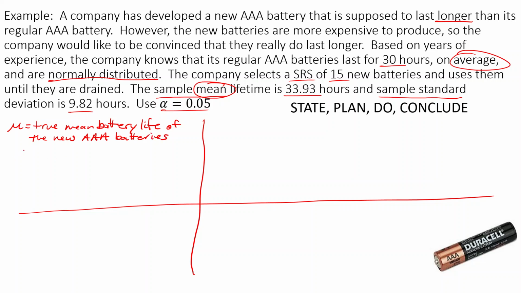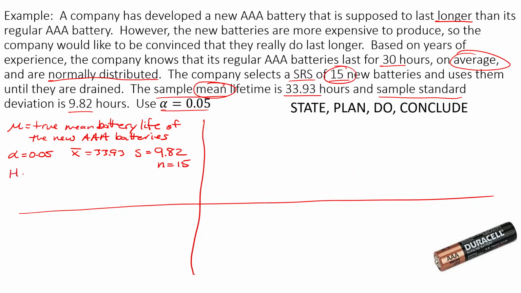All right, and let's see, what else do we know? Well, we've got our alpha is 0.05. We've got that our sample mean, x bar, is 33.93. We've got that our standard deviation is 9.82. And we've got that our sample size was 15, right there.